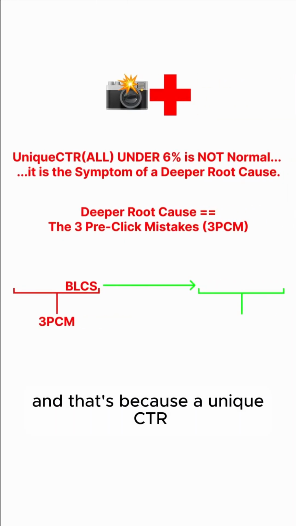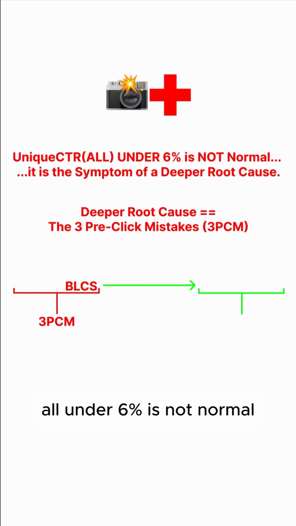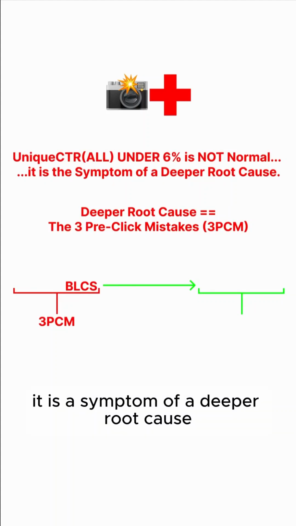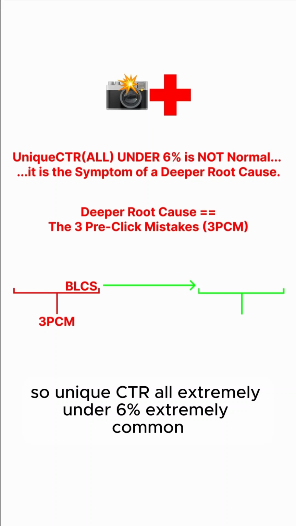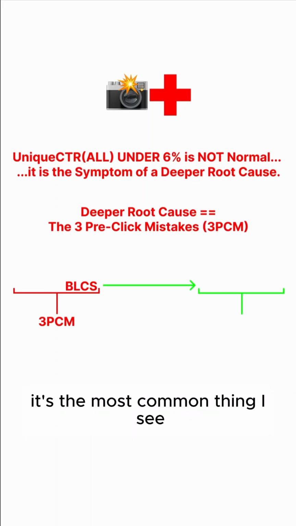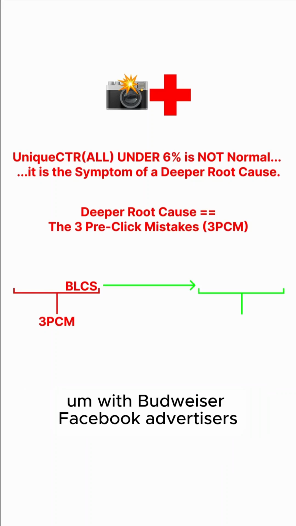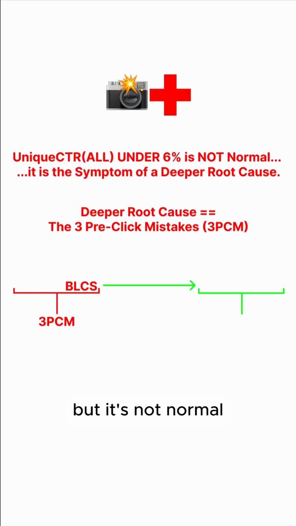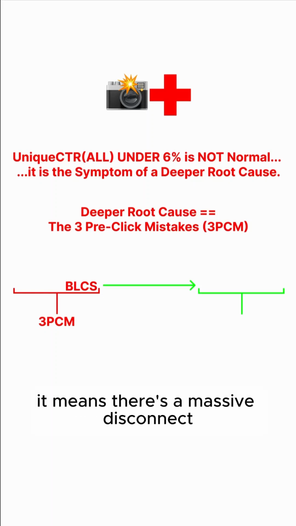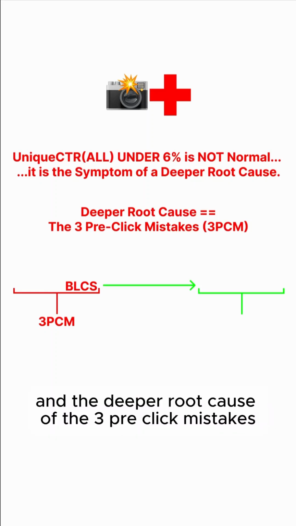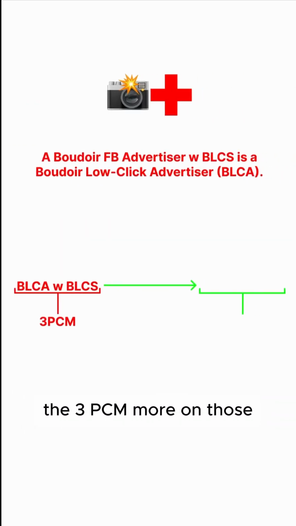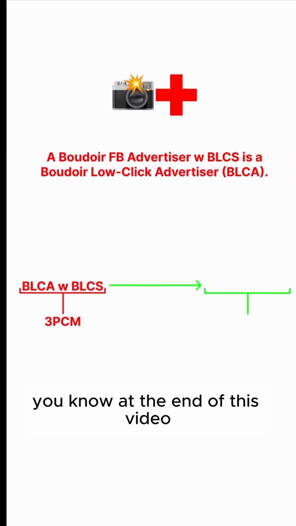And that's because a unique CTR all under 6% is not normal. It is a symptom of a deeper root cause. And that deeper root cause are the 3 pre-click mistakes. So unique CTR all extremely under 6% is extremely common. It's the most common thing I see with Boudoir Facebook advertisers. But it's not normal. It means there's a massive disconnect, a massive problem in the ad. And the deeper root cause are the 3 pre-click mistakes, the 3 PCM. More on those at the end of this video.